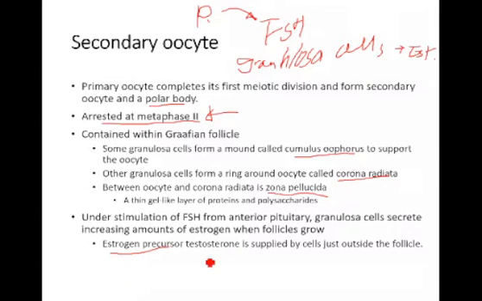So the estrogen precursor is testosterone, and it's supplied by the cells just outside the follicle. This is quite interesting, they're just like a supplement. Outside the follicles, they provide the precursor testosterone to the follicles, allowing the follicle cells, which are the granulosa cells, to take up testosterone to make estrogen. Okay, so this is what we have learned so far.